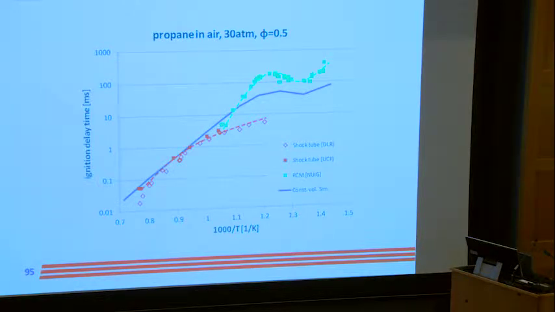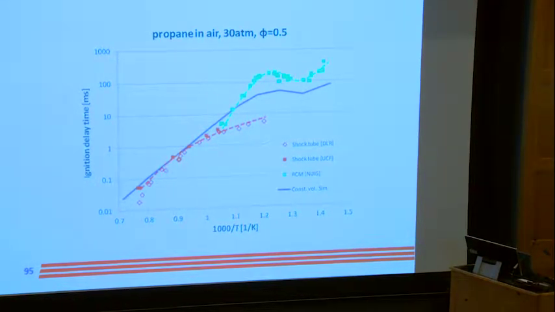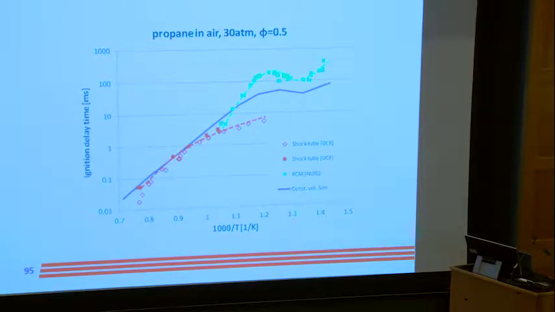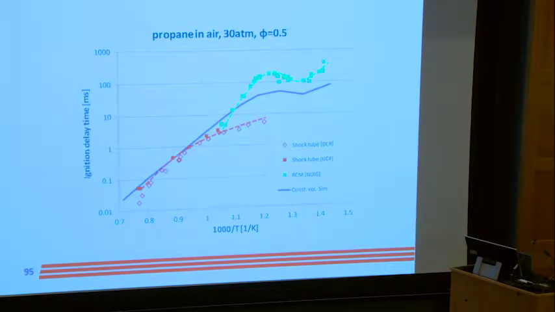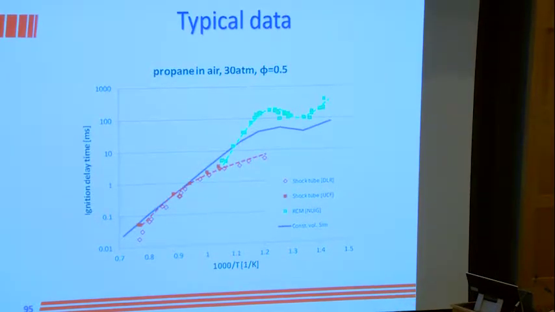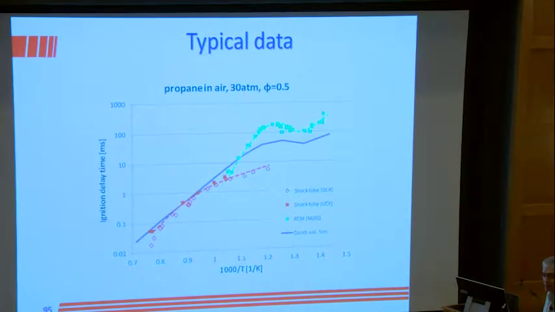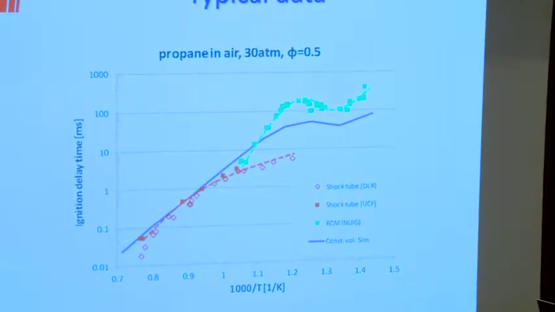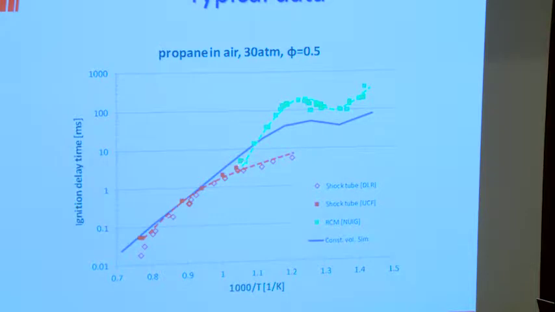Okay, this is the constant volume one, but you cannot assume that the RCM data is constant volume. It's not. So we have to include the facility effect. And this dashed green line is what we get when we assume that. So the dashed green line is assuming that we include the volume time history, or the pressure time history, which is converted to a volume time history, okay? And so you can see just in this part.